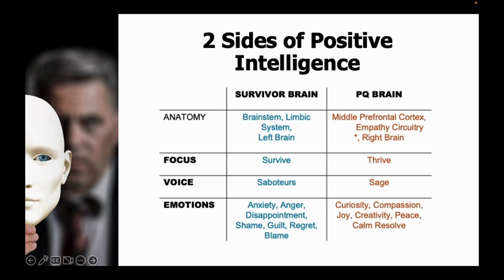The saboteurs live in the survivor brain, which is our limbic system, the left brain, and the PQ brain, the positive part of our brain, lives in the right brain, the prefrontal cortex, right? And they're both very, very different. The saboteurs create all these negative emotions of anxiety, anger, etc., whereas the positive side creates emotions of curiosity, compassion, joy, creativity, peace, resolve, calmness, that sort of stuff. So it's about making sure we train ourselves to spend more time in that PQ brain with the SAGEs.